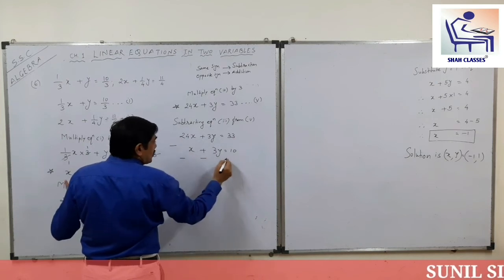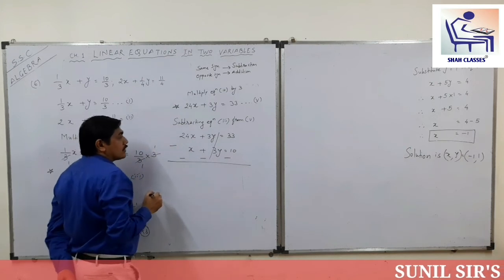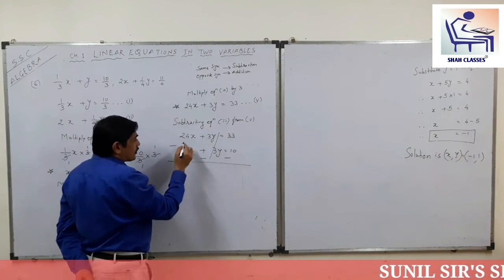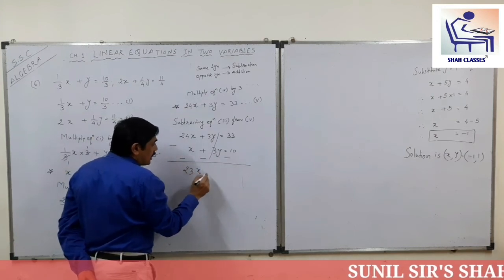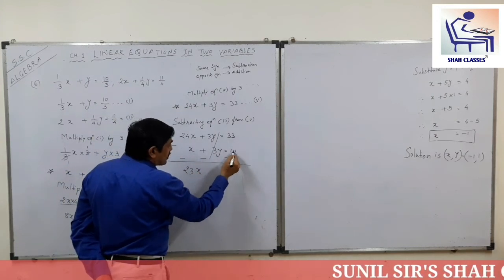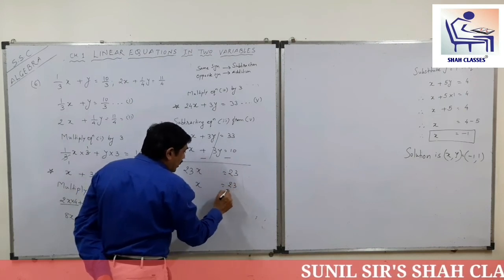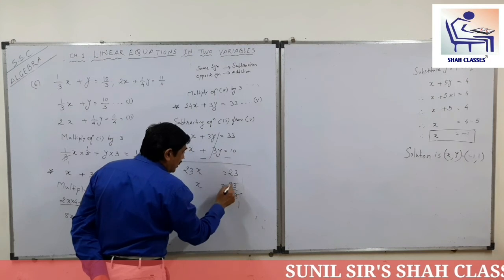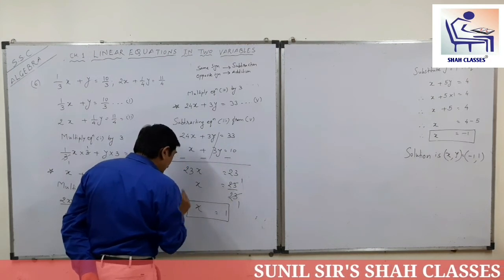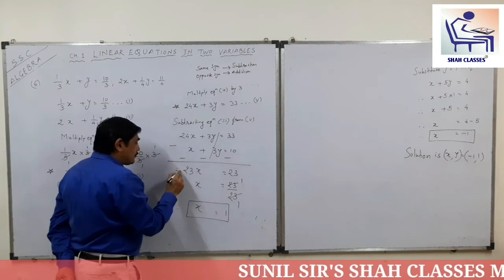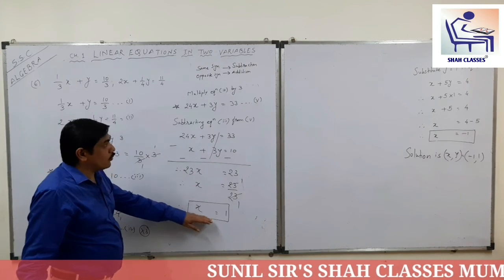So please change the sign. And now once again we got the cancellation, plus 3y minus 3y got cancelled. So 24 minus 1 is 23x, and 33 minus 10 is 23. So x is equal to 23 divided by 23. We get the answer as 1. So now what is the value of x? X is equal to 1.